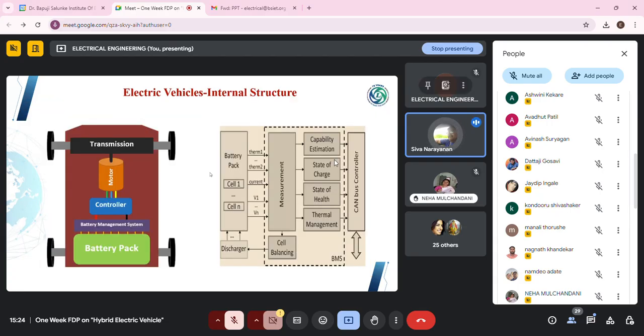So this is the basic diagram of the electric vehicle. As you can see here, the electric vehicle consists of a battery pack, BMS system, a controller, and a transmission line. All these put together contribute to our electric vehicle. On the right hand side, you can see a diagram. There you have a battery pack, and in that battery pack, you have n number of cells connected, and from the battery pack, we are measuring the temperature, current, and voltage, and all these are given to the BMS. This is what we are going to talk about in our further slides.